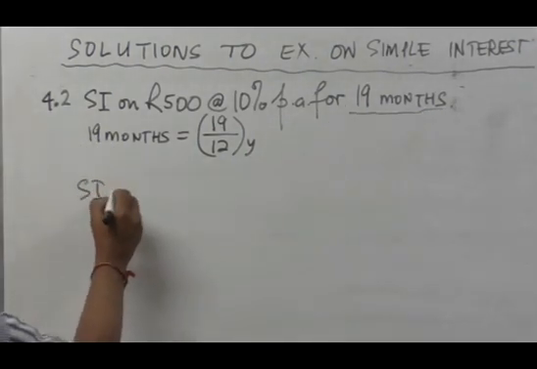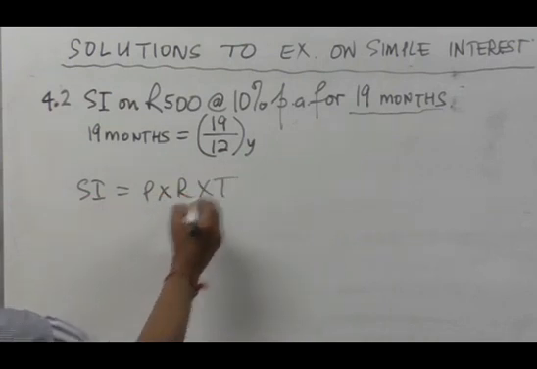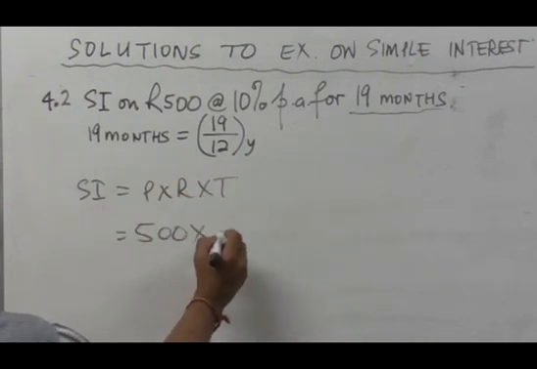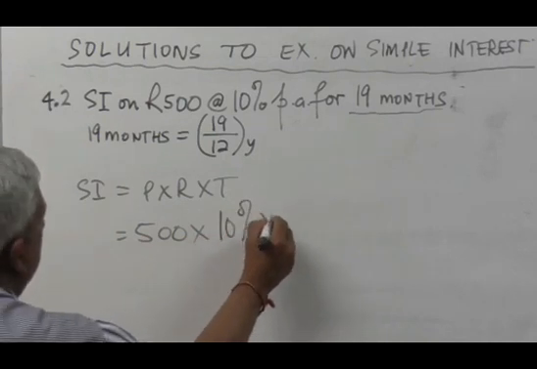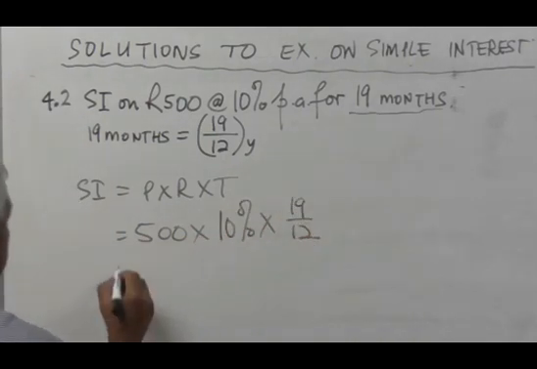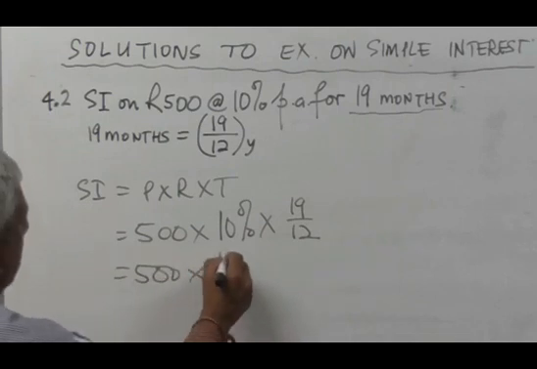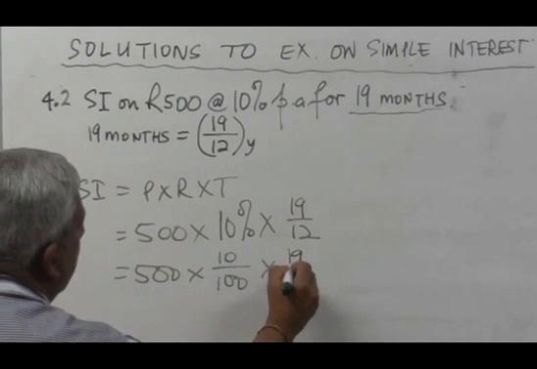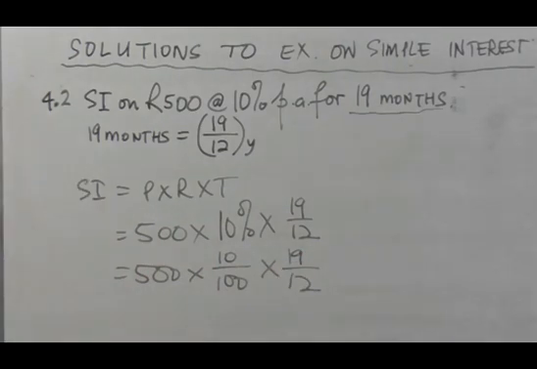So simple interest is equal to P times R times T. Your principal is 500. Your rate is 10%. Your time is 19 over 12. That gives you 500 times 10 over 100 times 19 over 12. So you put into your calculator 500 times 10 divided by 100 times 19 divided by 12 is equal to, you get 475 over 6.